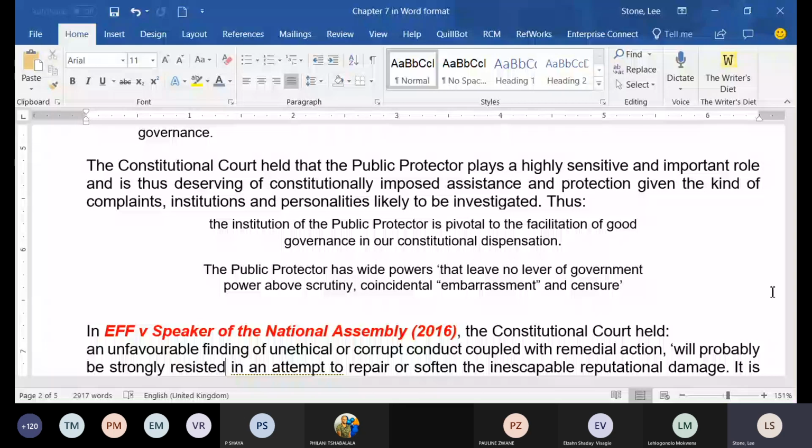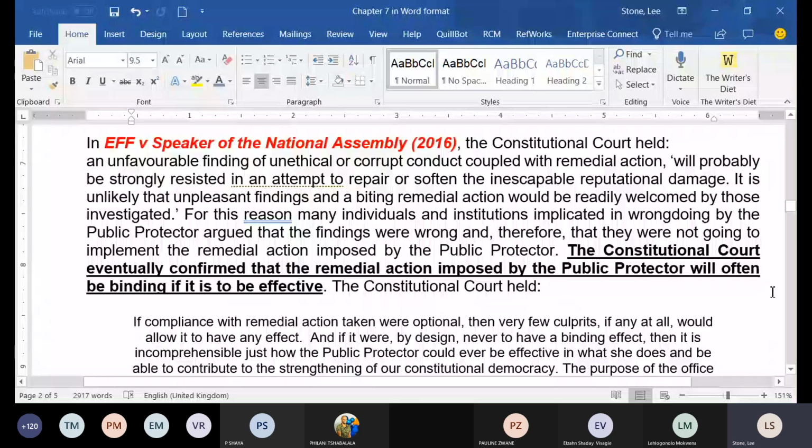And so the court is clear that any remedial action imposed by the public protector is binding, or else what would be the point of it? And therefore it is only not binding if someone actually goes to court and says, I disagree with the findings, and the court then agrees that the finding is irrational.